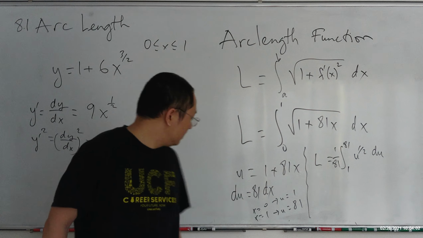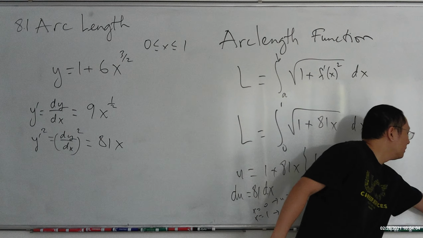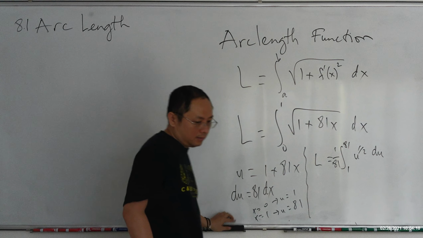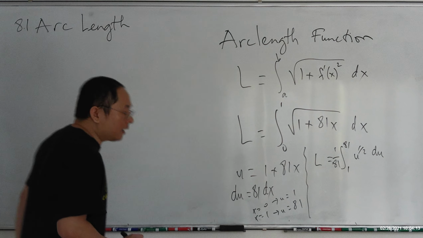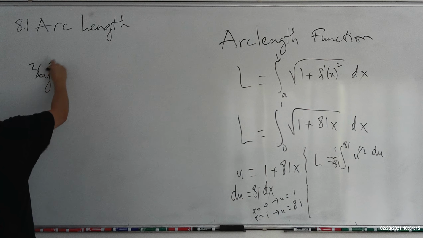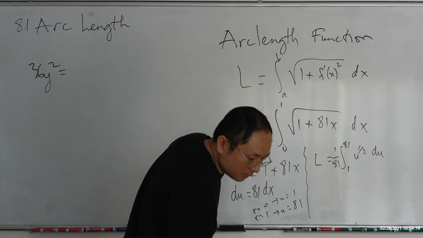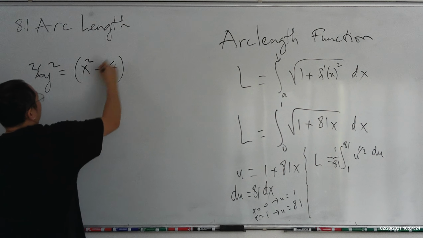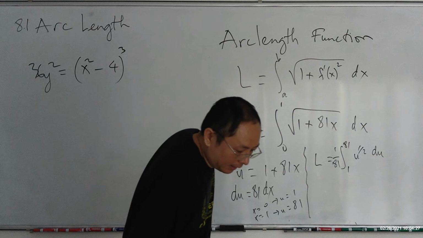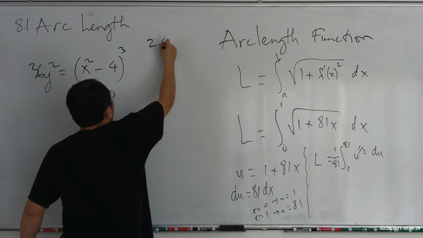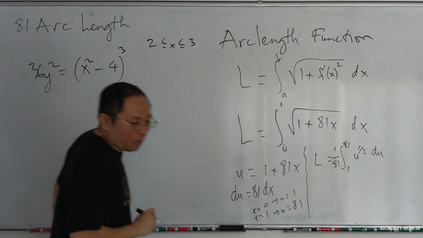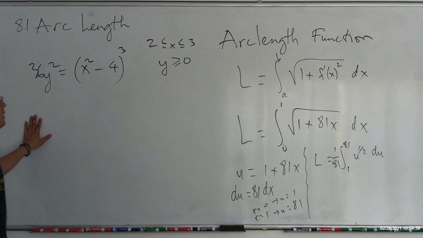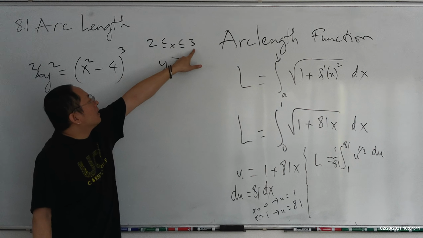The next one is this: 36y squared is equal to x squared minus 4, raised to the 3rd power, and x is between 2 and 3, so 2 is less than or equal to x, less than or equal to 3, and y is non-negative. So this is the boundary: a is 2 and b is 3.